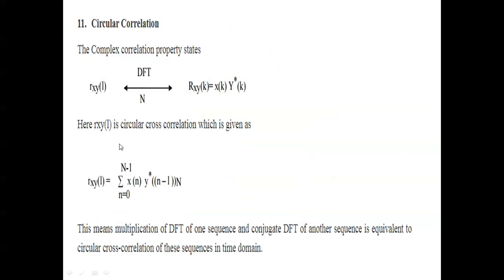And circular correlation. So this is the circular correlation equation. This means the multiplication of the DFT of one of the sequences by the conjugate DFT of the other sequence is equivalent to the circular cross-correlation of the sequences in the time domain.